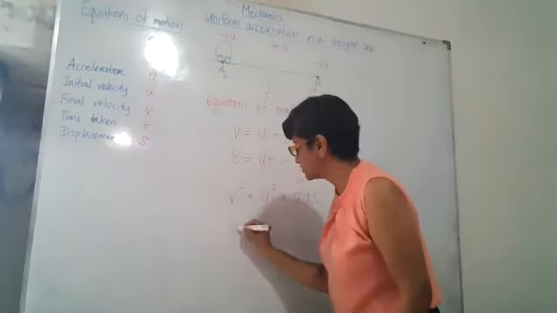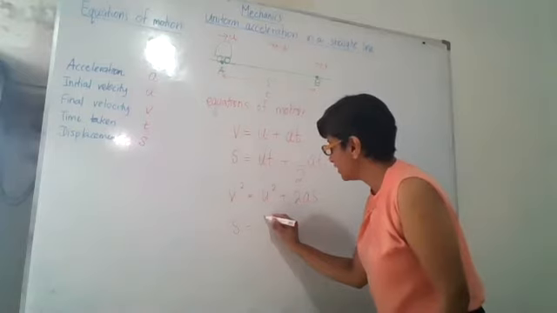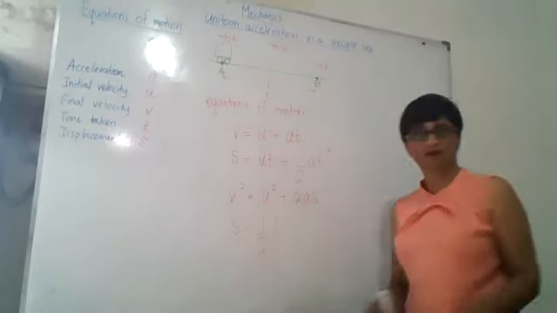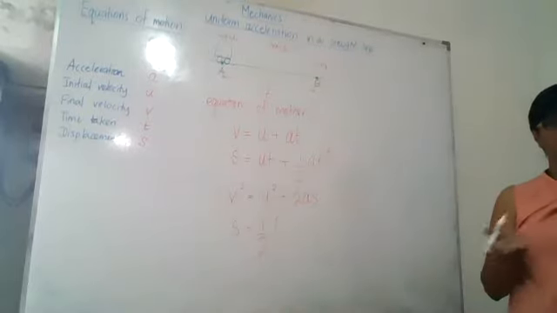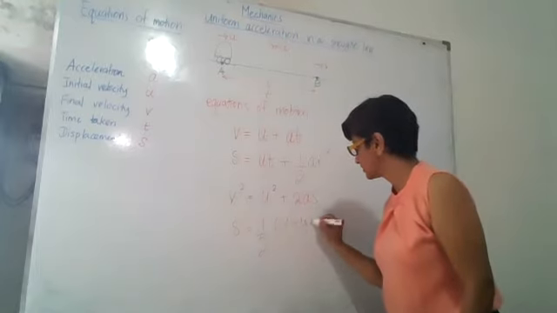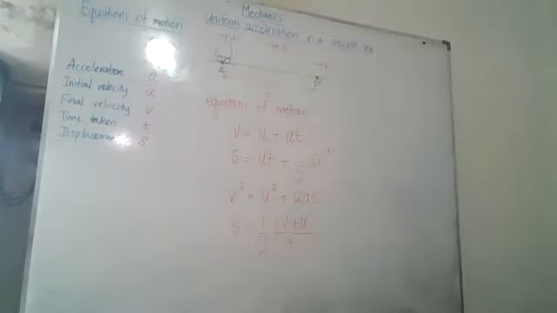The fourth one is s equals u plus v over 2, into t. It doesn't matter whether it is u plus v or v plus u. This connects all four. It is an equation without a. I'm sure you can make one out of these.